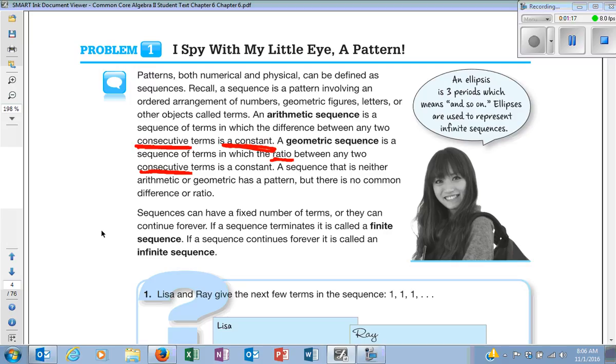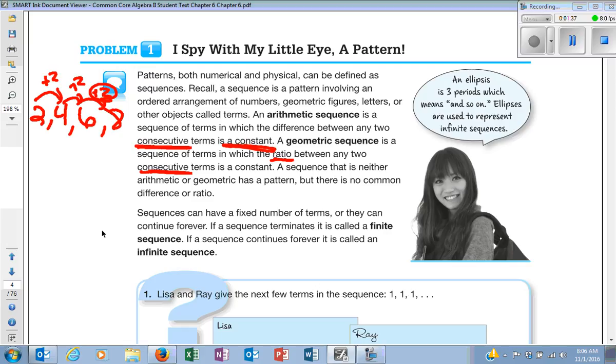And so, just to give you an example, 2, 4, 6, 8. This is an example of an arithmetic sequence because each time I'm adding 2, add 2, add 2. And my common difference is plus 2.